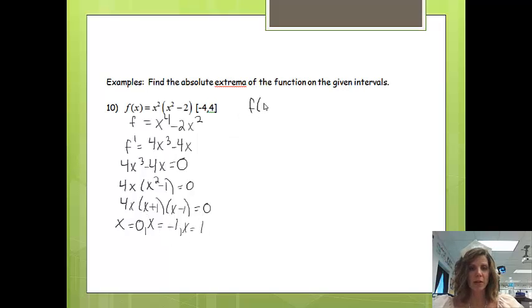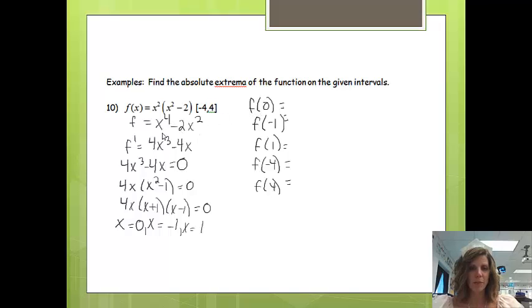So I'm going to find f of 0, f of -1, and f of 1. Okay? I also, though, have to test my endpoints. So I also have to find out what is the y value at -4 and what is the y value at 4. Now you'll notice I've got lots of work ahead of me trying to find these values. I'm going to use the form that I actually worked out.